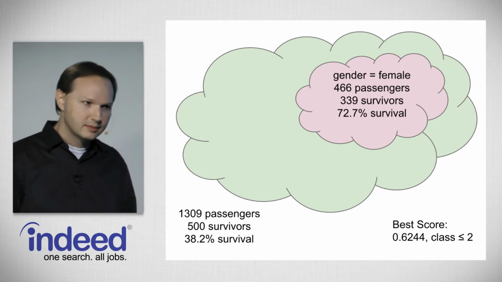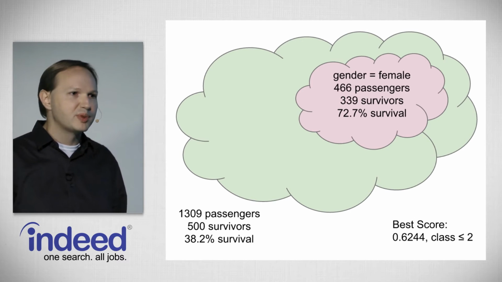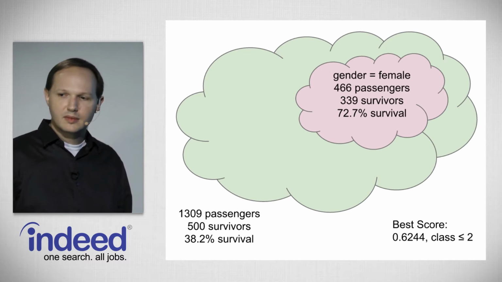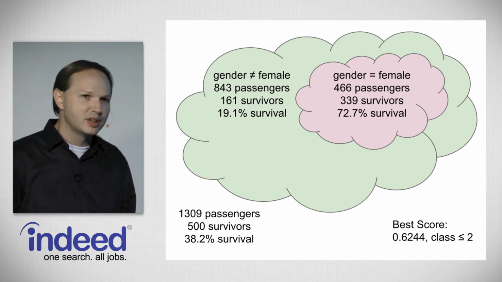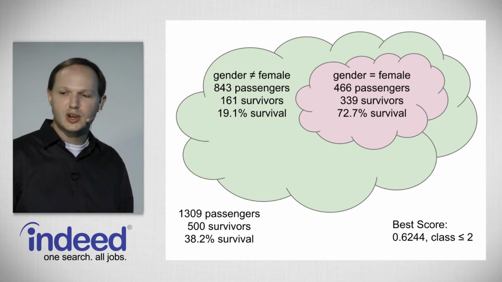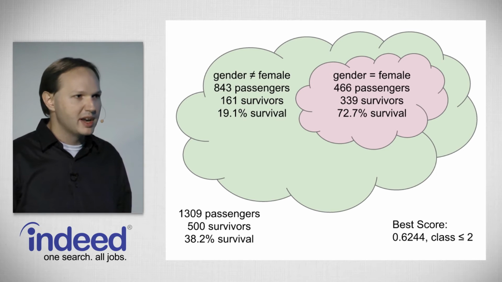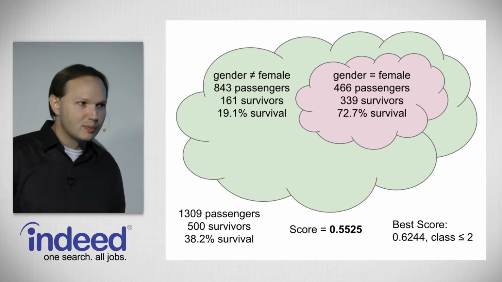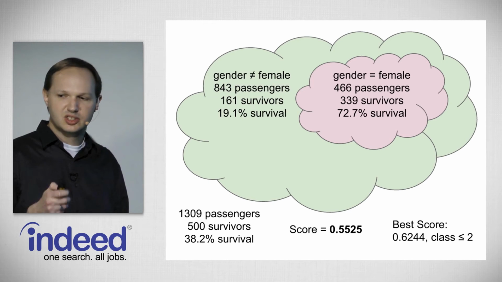Let's look at the women passengers. There were 466 of them on board, 339 survivors, which is roughly 73% survival rate. That's even better than first class. The men on board, 843 of them, 161 survivors, 20% survival rate, so much lower than the general population. Intuitively, this feels like a better way, the more important factor. What does the score say? 0.5525, so that's lower. So we're going to keep this as our new best split.